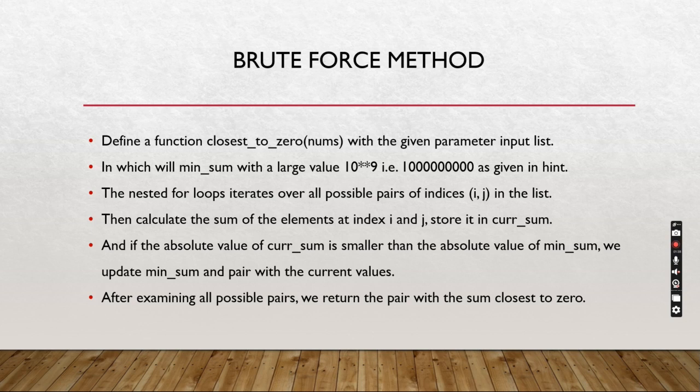Brute force method. Here I have defined a function closest to 0 and given a parameter num as the input list. In it, min sum is initialized with a large value, 10 to the power 9. There are 2 for loops that iterate over all possible pairs of indices in the list. Then in the for loop we calculate the sum of the elements at the first for loop index i and the second for loop index j and store it in current sum. If the absolute value of current sum is smaller than the absolute value of minimum sum, we update minimum sum and the pair with the current values. After examining all possible pairs, we return the pair with the sum closest to 0.